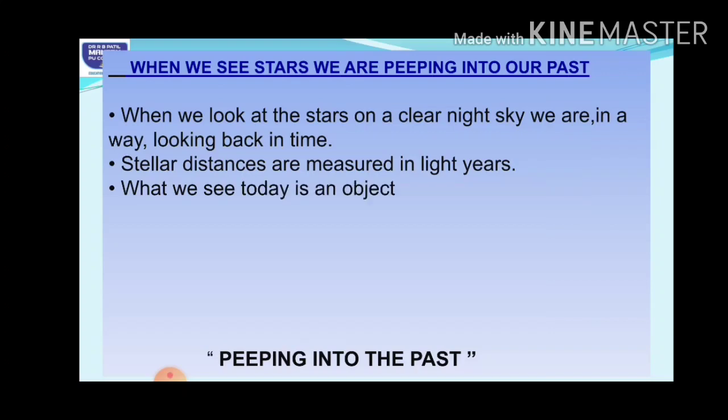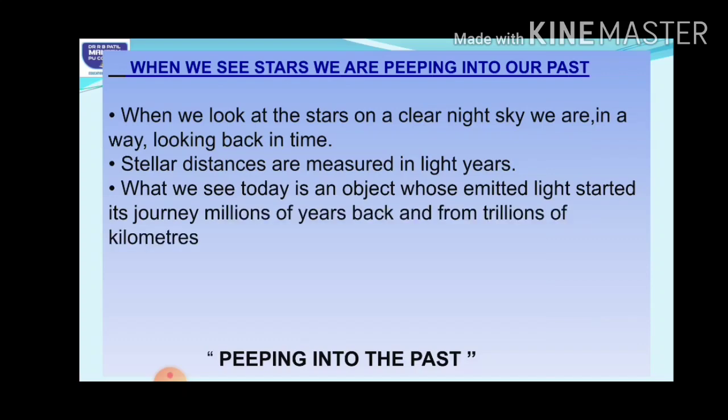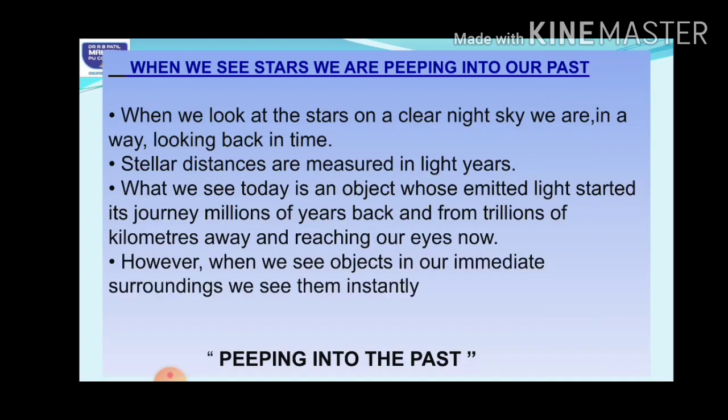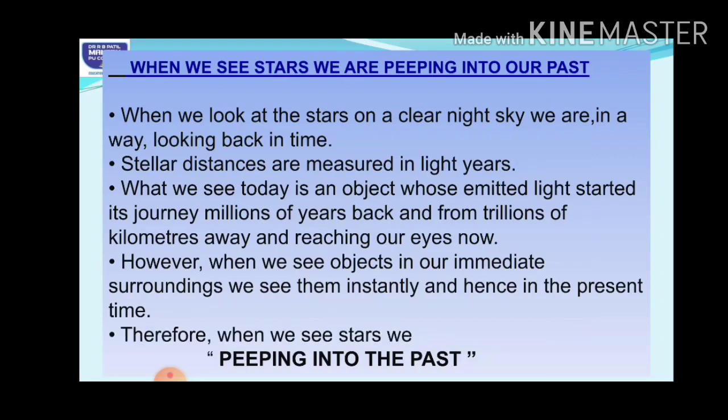So what we see today is an object whose emitted light started its journey millions of years back from trillions of kilometers away. So today we are able to see them. For example, if you see a tube light or any objects near us, immediately we see them in our surroundings. Why? Because they are emitting the radiations now, and they are at a very short distance from us. But the stars are so far away that it takes millions of years for those radiations to reach us. We don't know whether that star is present today or not. So that is why we can say that when we see stars, we are apparently peeping into the past.